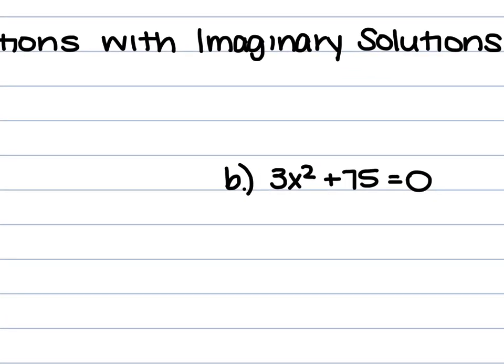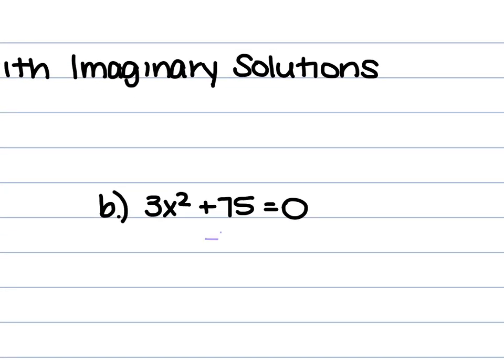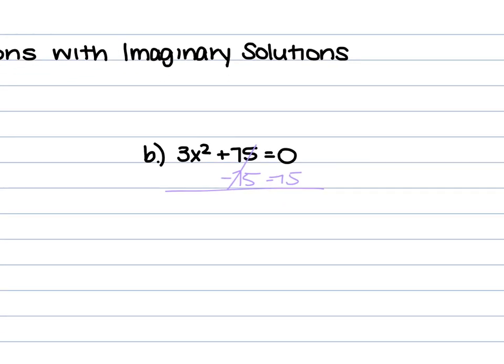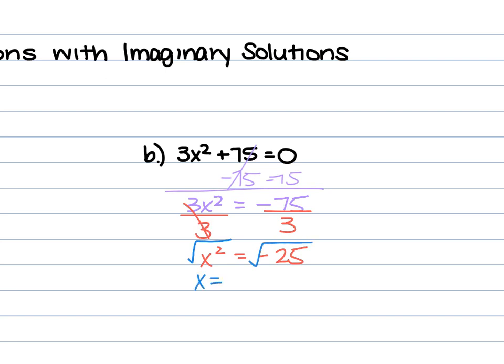For B, we have that 75 that we're going to bring over. So it's 3x squared is equal to negative 75. Then we're going to divide each side by 3. So x squared is equal to negative 25. We take the square root of both sides. We're solving for x, so plus or minus, that i is going to come from the negative, and the square root of 25 is 5. So it's plus or minus 5i.